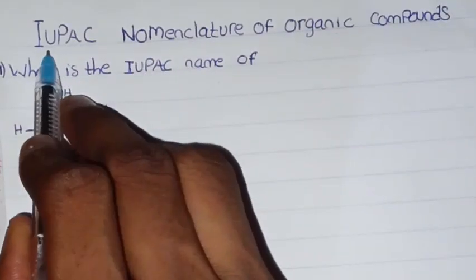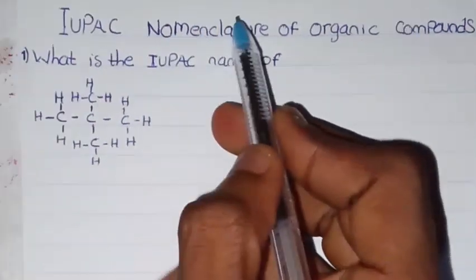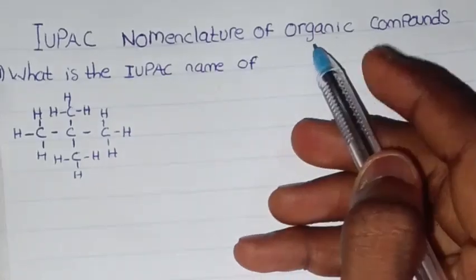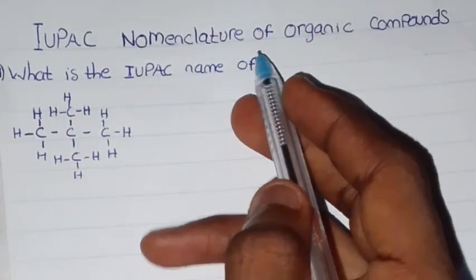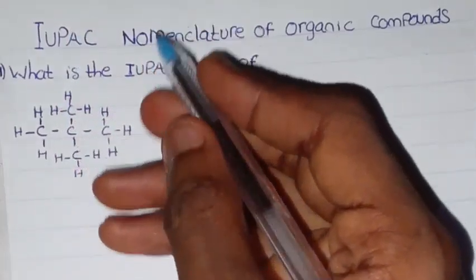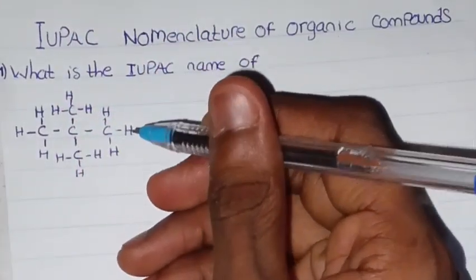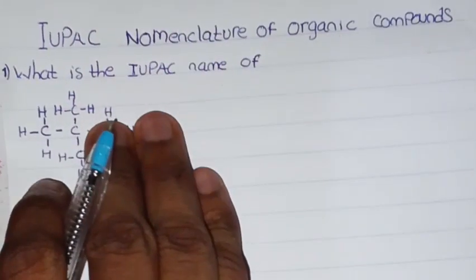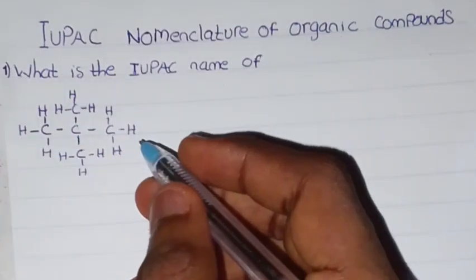Today we're going to take on the IUPAC nomenclature of organic compounds. We're going to be naming organic compounds based on the IUPAC system of naming them. Now, I'm going to be taking this with a set of questions and explaining the rules alongside while I'm solving them. So let's start with question 1.